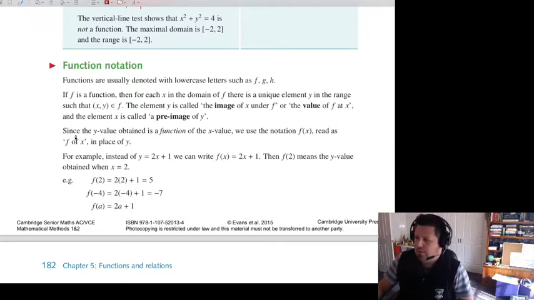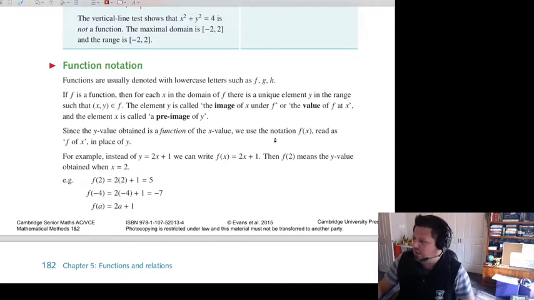What you need to know is primarily that since we get a y value from the function of the x value, we use the notation which is called f of x. Yep, and that is read as I've said. It's f of x. So the function is f, and we're after x. So it's f of x.